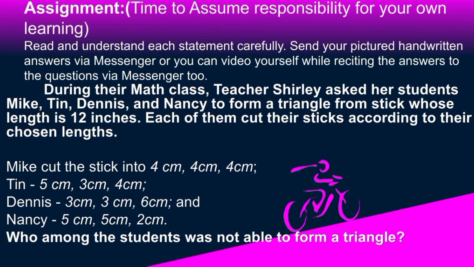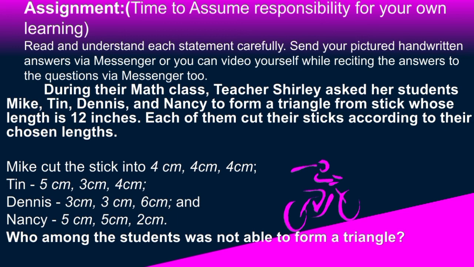As part of your independent learning, time to assume responsibility for your own learning, I'll be giving you an assignment. Read and understand each statement carefully. Send your pictured handwritten answers via Messenger, or you can video yourself while reciting the answers to the questions via Messenger too. This is the situation.